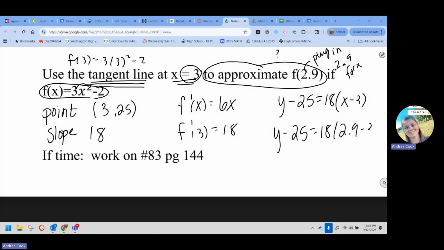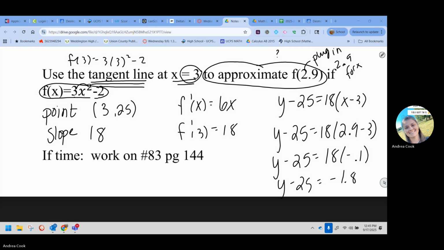So 2.9 minus 3 is negative 0.1. So y minus 25 equals negative 1.8. Just move the decimal. And then let's see, add 25, 23.2. And so your answer on this one isn't a point, isn't a slope, isn't a tangent line. It's what you get if you plug 2.9 into the tangent line.